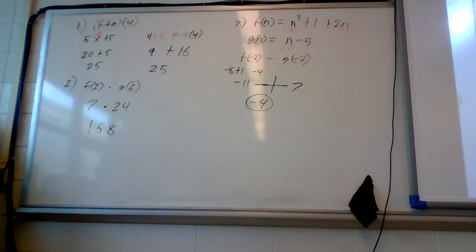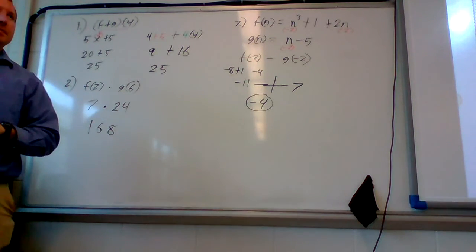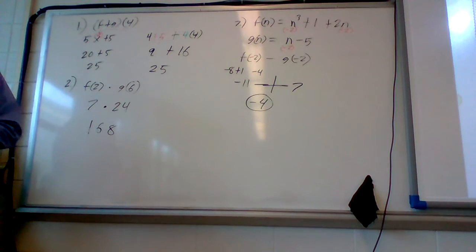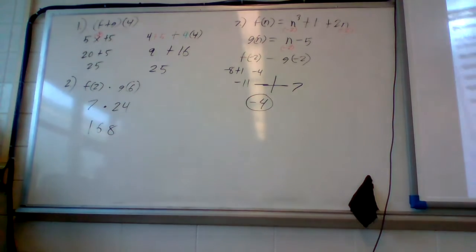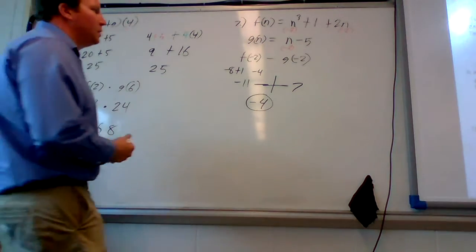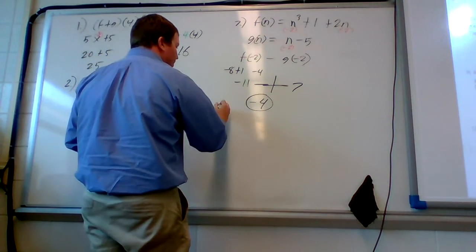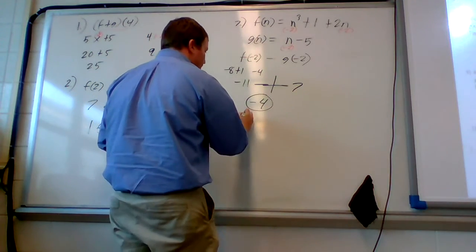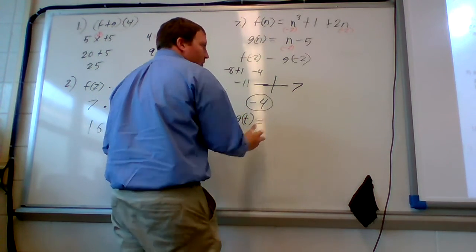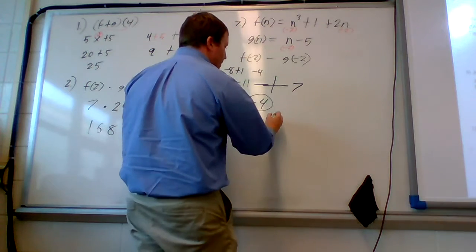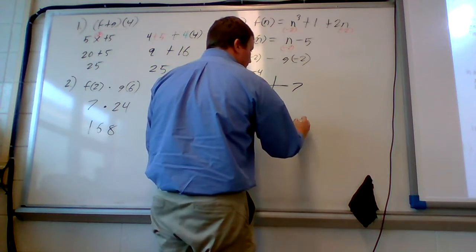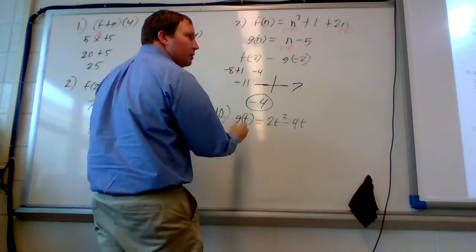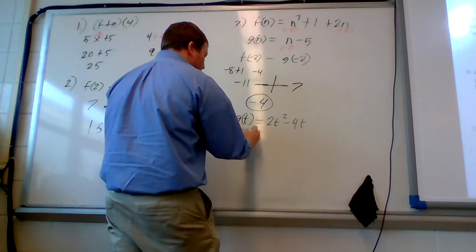Any other questions? I think it's 10. No, yeah, number 10. Number 10, we got g of t equals 2t squared minus 4t.